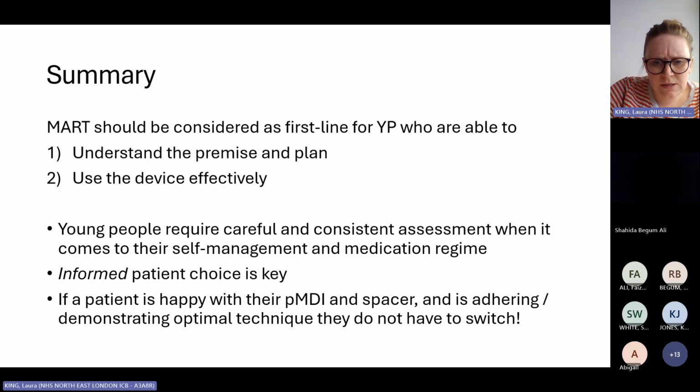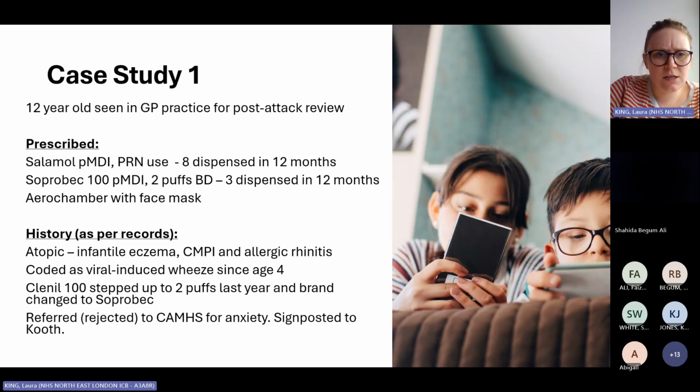We're going to move on to some case studies. If you do need to leave, don't worry. I appreciate that a lot of you have afternoon clinics, but we will whiz through these. So case study 1. And these are both based on real patients, anonymised.